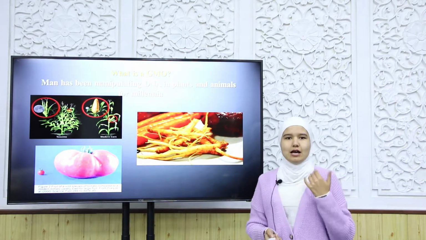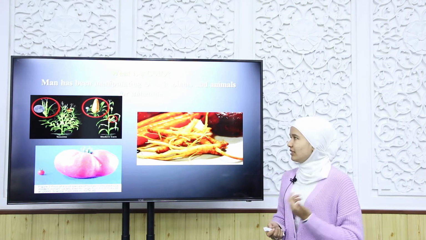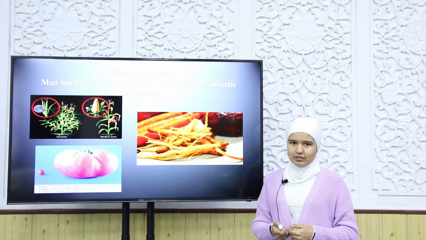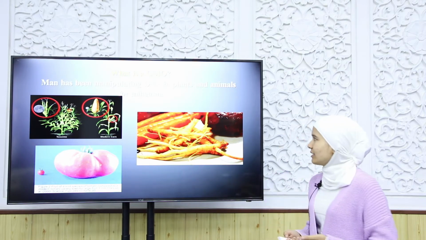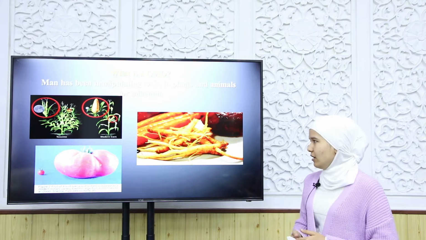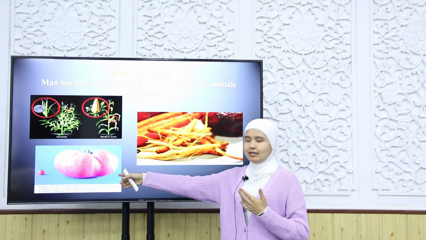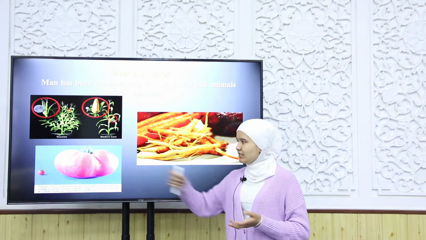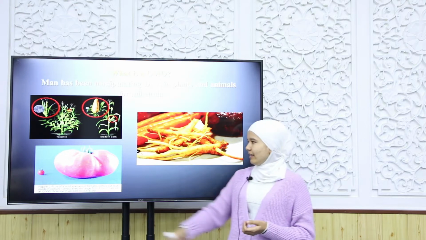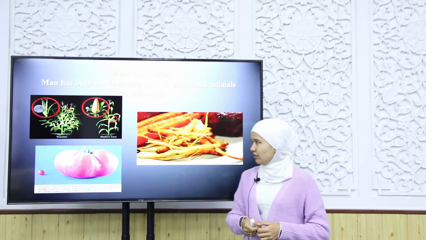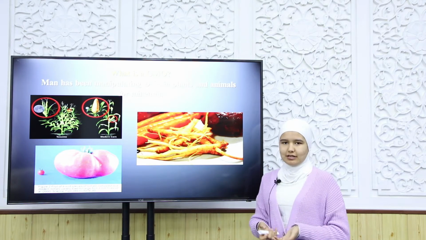First of all, what's a GMO? GMO means genetically modified organisms. Man has been manipulating DNA in plants and animals for millennia. In the picture, you can see the genetically modified tomato, which is as big as a potato, but in the past, it was the size of a cherry. Corn also has some changes after genetic modification.